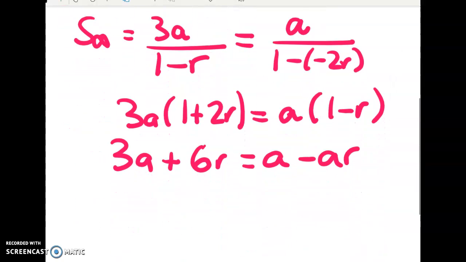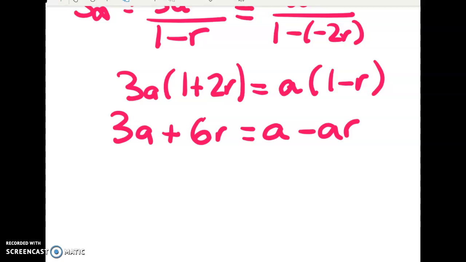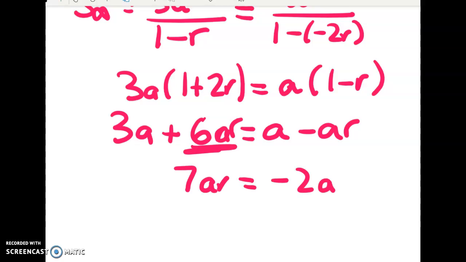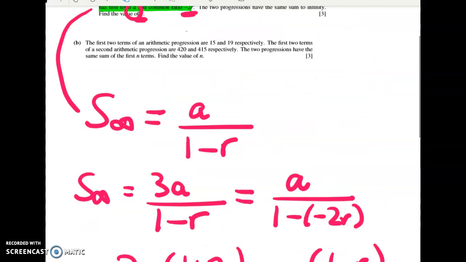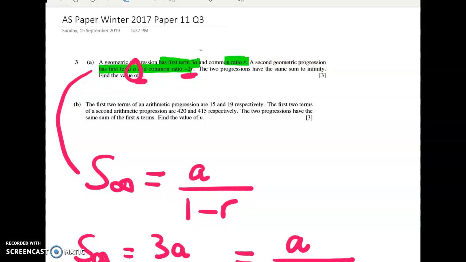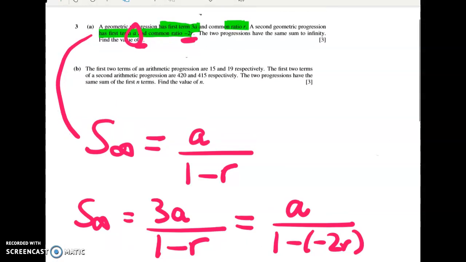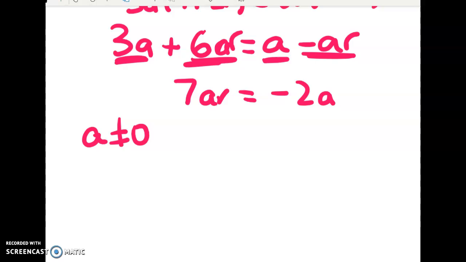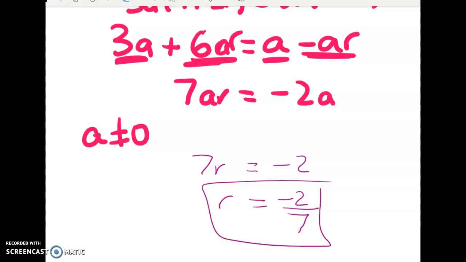Remember, my goal is to figure out r, so let's clean that up a little bit and see what we get. Well, that's not right, I've lost an a. There's 6ar there. Okay, so 7ar is equal to negative 2a. All I've done is just collect up like terms as if I were back in year 9. And I know that a is not equal to 0. Do I know that? Let's have a look. I'm not really told. Oh, it's a geometric progression. So if a was 0, then the whole thing would just stay at 0, which would be boring. So we can assume that a is not equal to 0, and that means that we can divide through by it. And we get 7r is equal to negative 2, giving us r is equal to negative 2 over 7. So that's the first 3 marks done.